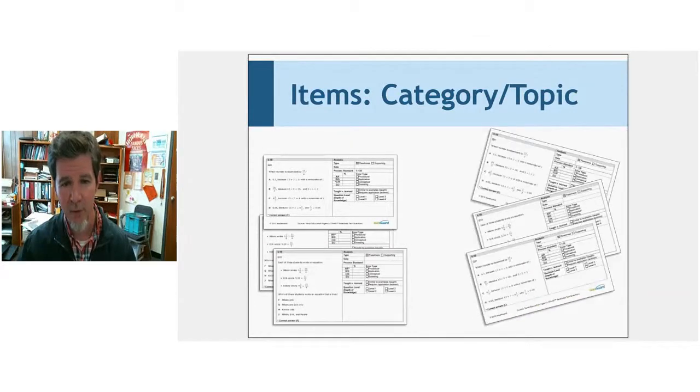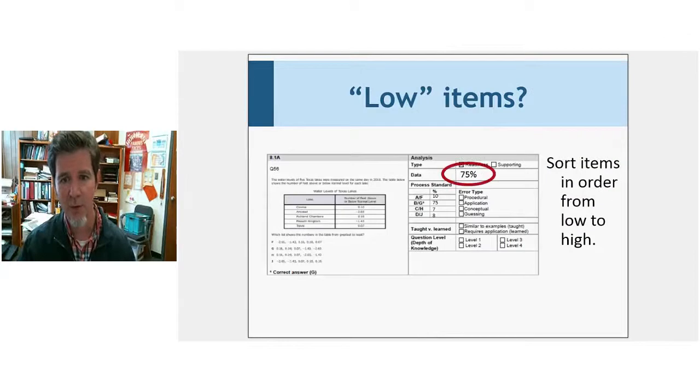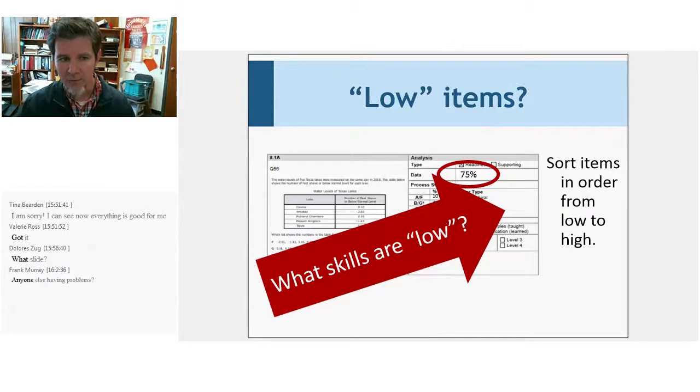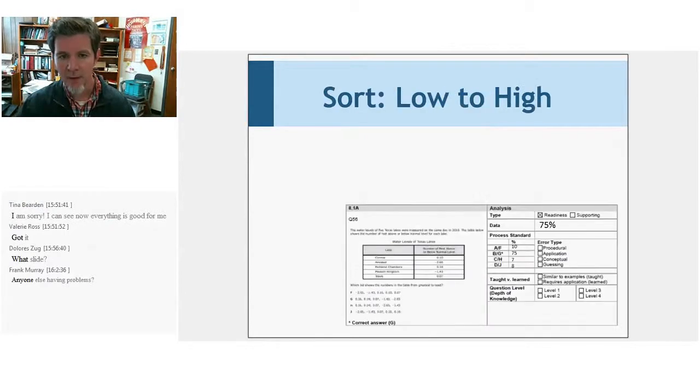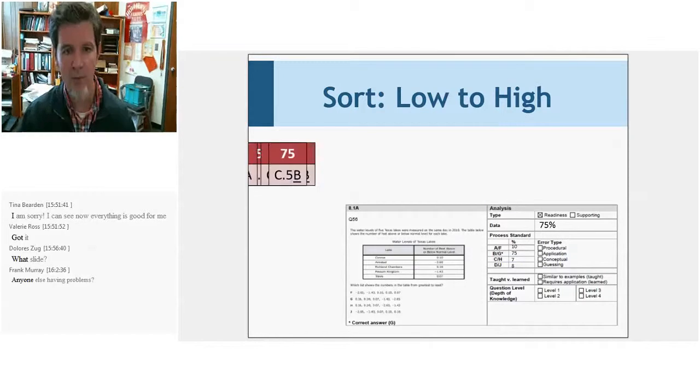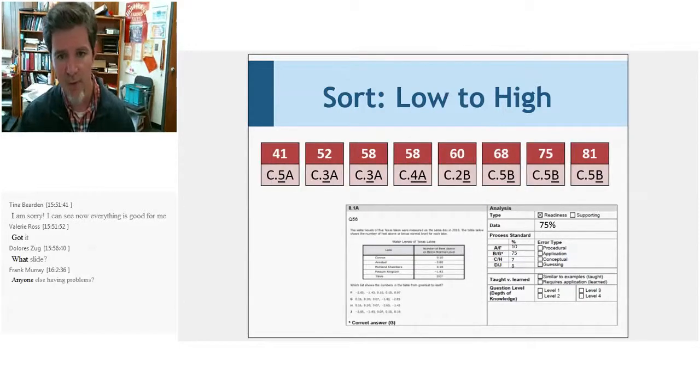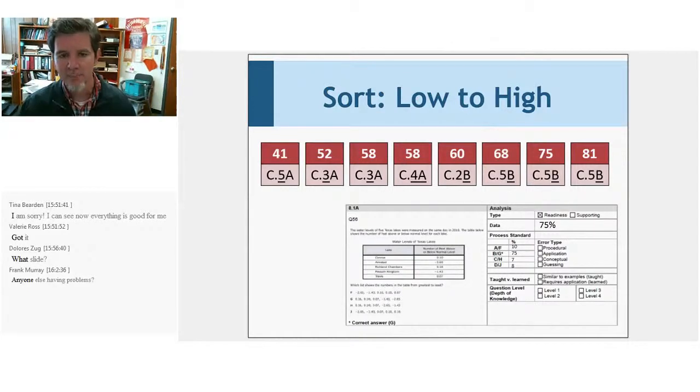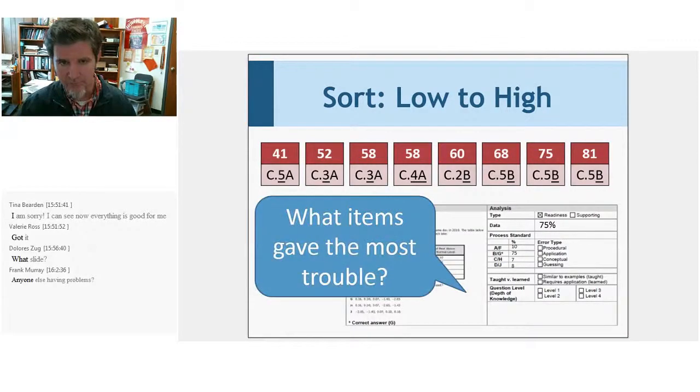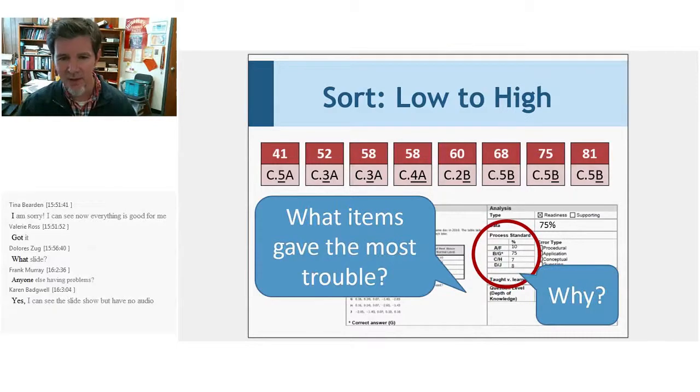For example, the most obvious way would be to sort them in order from low to high so that you could see which item types gave you the most trouble and which you're doing good at. In other words, just take all those items and put them in numerical order, 41, 52, 58, all the way up to the highest. Then pinpoint either those low items that you want to go over or the high items that you want to use to validate what your kids are doing. Then you can use that item analysis to dig in and see if you can figure out what's going on.